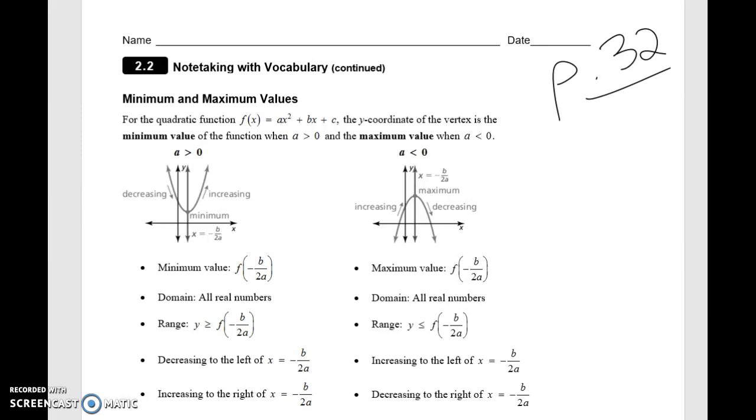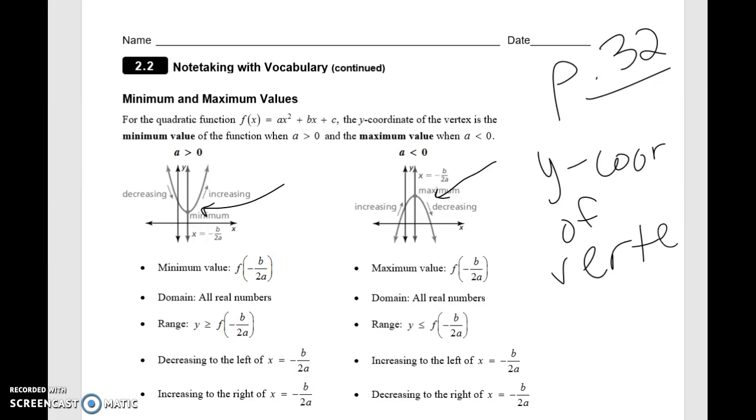The minimum value, if it's a happy face, is the same as the y value of the vertex. The maximum value is when the graph is upside down or a sad face. And again, the max value is the y coordinate of the vertex. To find that value, you can do negative b over 2a. That gives you your x coordinate, so then you'll have to plug in negative b over 2a to figure out the y coordinate. And that y coordinate gives you your min-max value.